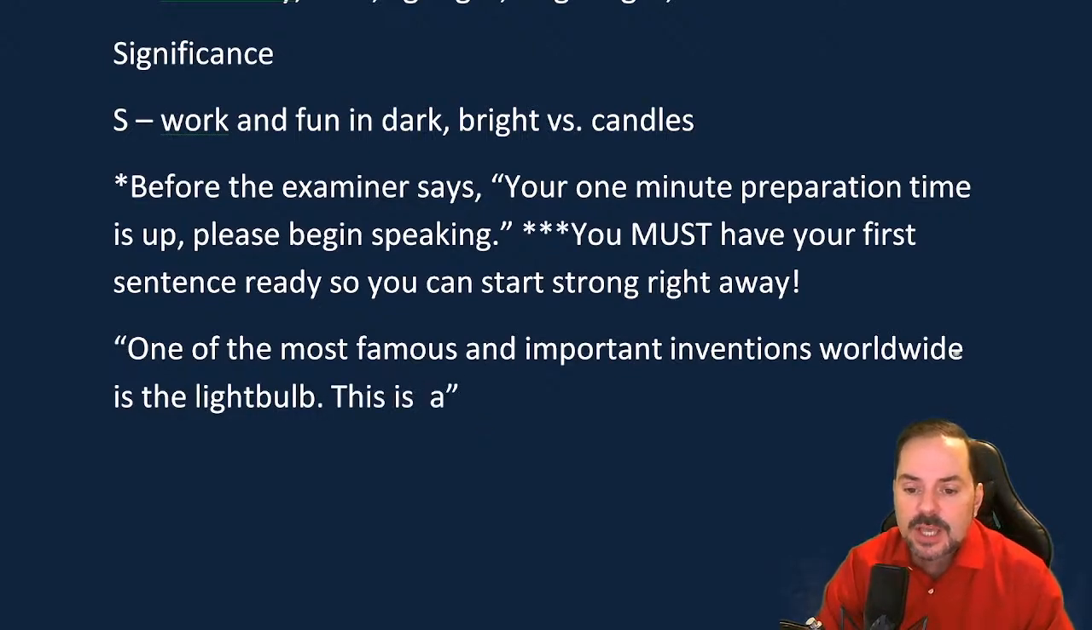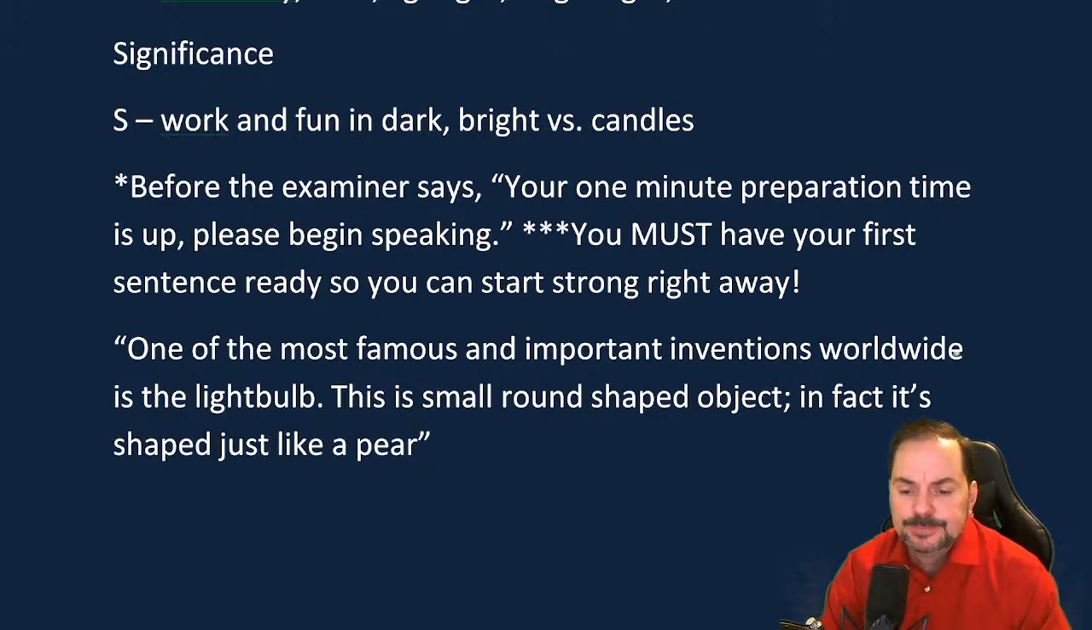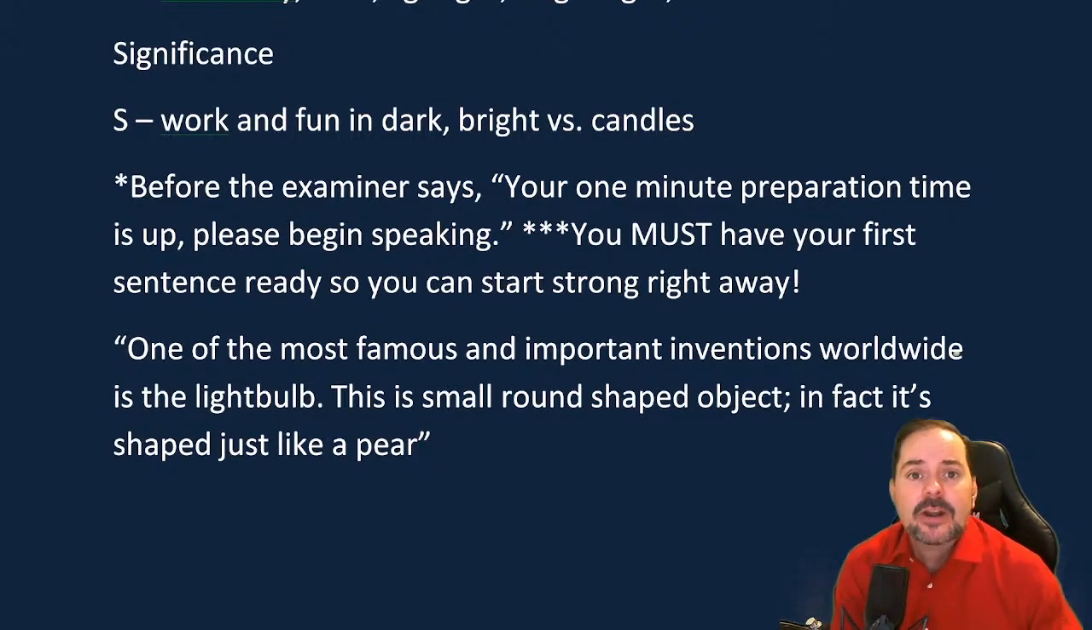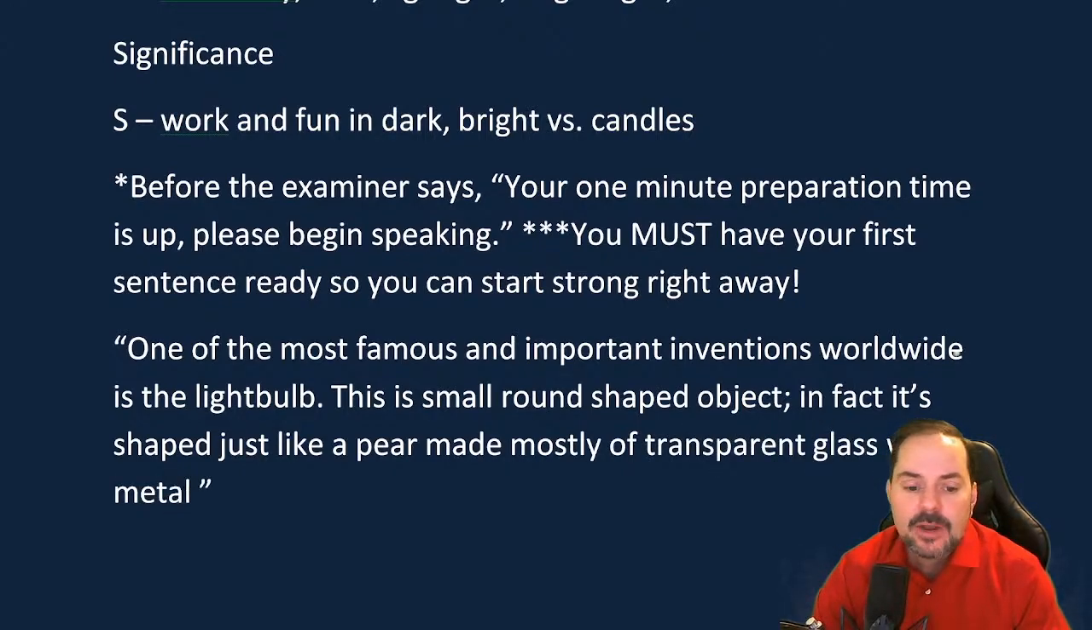So this is a small round-shaped object. In fact, it's shaped just like a pear. Okay, if you know the word pear, the fruit, a light bulb looks like a pear, and we actually say it's pear-shaped. So this is a small round-shaped object. In fact, it's shaped just like a pear, made mostly of transparent glass with a metal base.